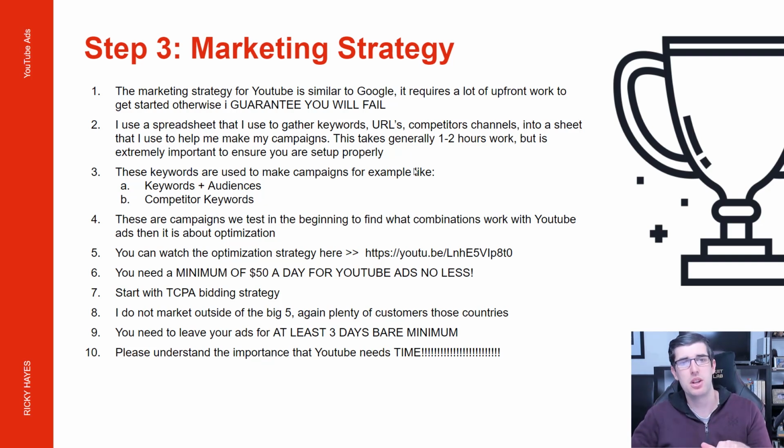So keywords, here are a couple of examples. These are just a couple. Keywords plus audiences, competitive keywords as well. These are campaigns we test in the beginning to find what combination works. You can watch my optimization strategy video. I've just added a link there.